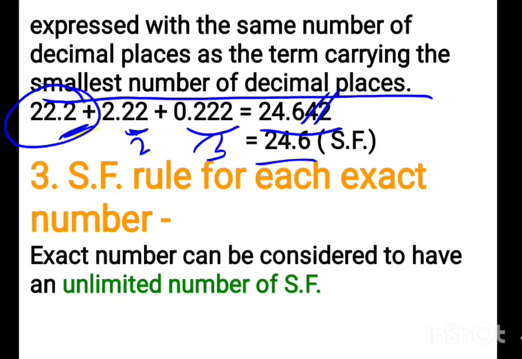As for example, there must be 22.2 plus 2.22 and 0.222. So there must be 22.2 having one decimal number after the decimal, 2.22 having two decimal numbers, and 0.222 that is having 3 decimal numbers, right? But we have to only consider the smallest decimal number, that is 22.2. Okay, so sum up you can get 24.642, but we have to consider the smallest decimal number, so we have to carry the significant figure as one decimal number, that is 24.6.